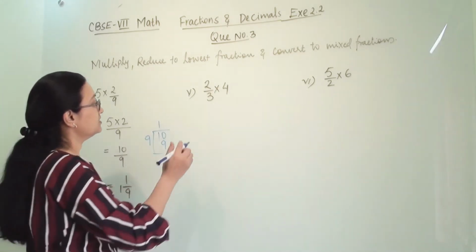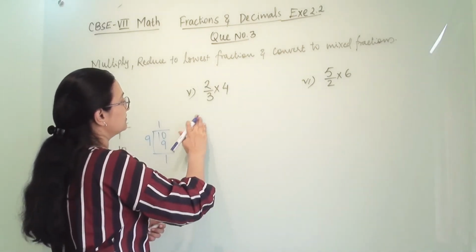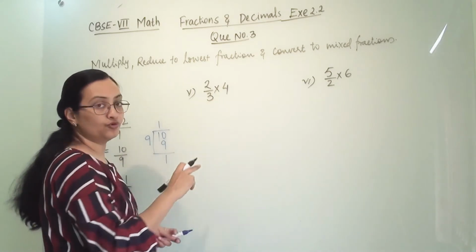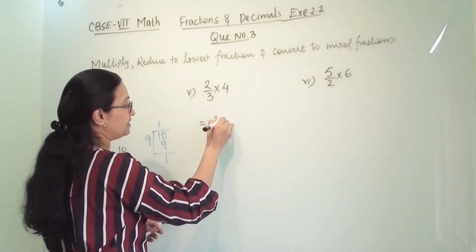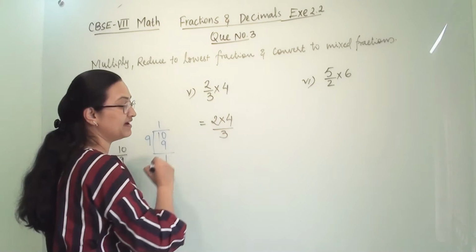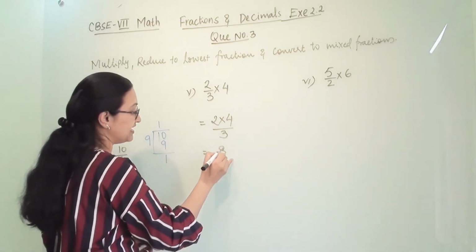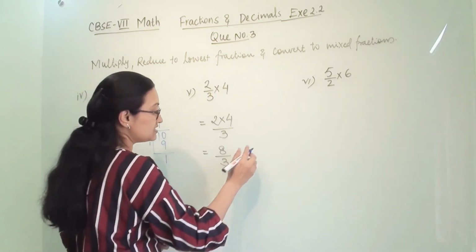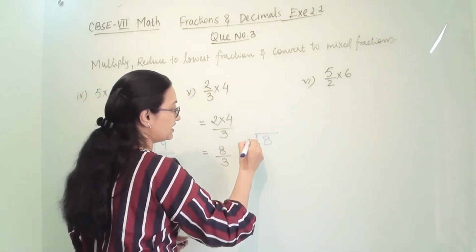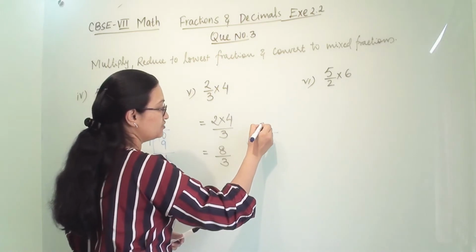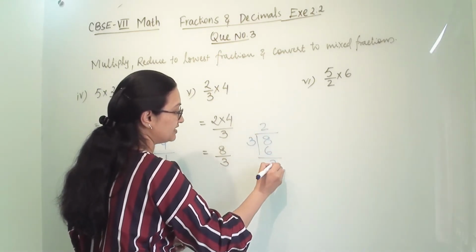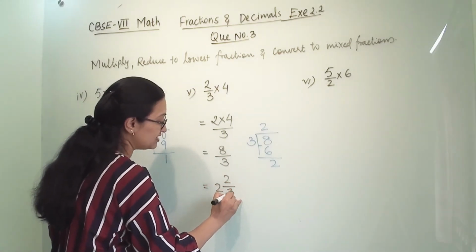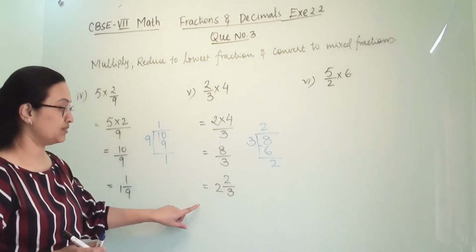Now next, 2 by 3 into 4. Now 4 is a whole number, so we have to multiply this with the numerator, divided by 3. So here we will get 8 by 3. Now let us convert this into a mixed fraction. 8 divided by 3, so 3 2s are 6, we will get here 2. So the answer will be 2 2 by 3, and this is our mixed fraction.